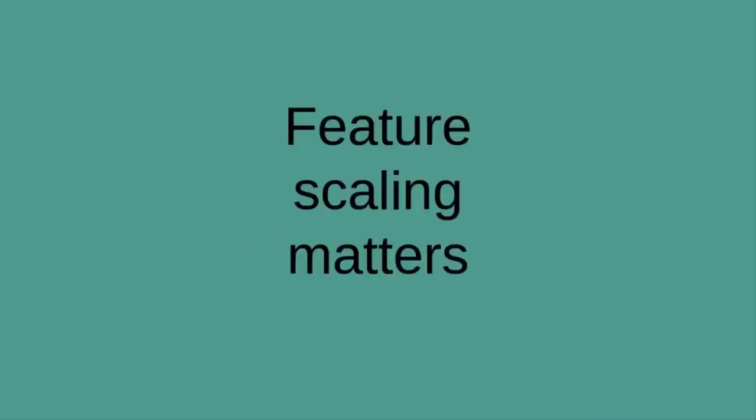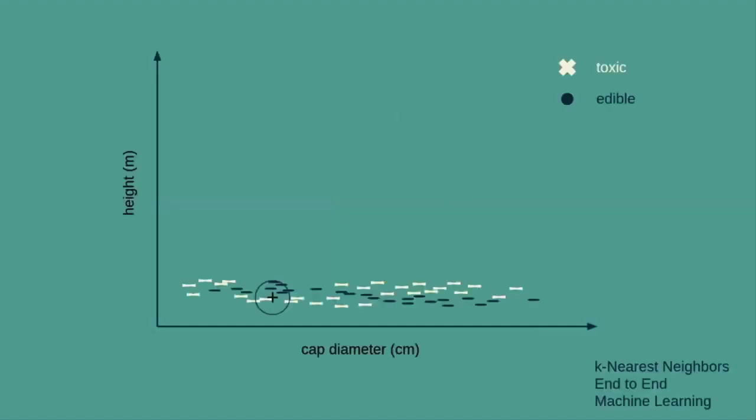Another thing that makes a big difference in k nearest neighbors is how you scale your features. Let's imagine that on our mushrooms, we measured our cap diameter in centimeters, but our height in meters. What that would do effectively is squish all of our data down toward the x-axis. It's still perfectly valid. That's a valid measurement. It's still accurate. It's still conveying the same information.